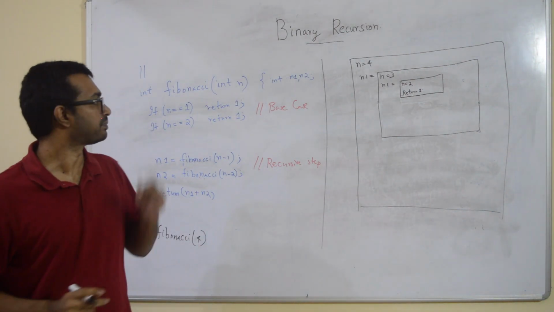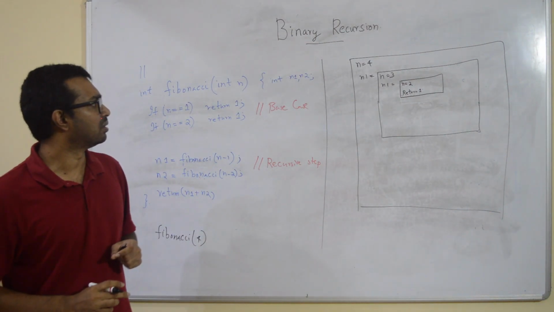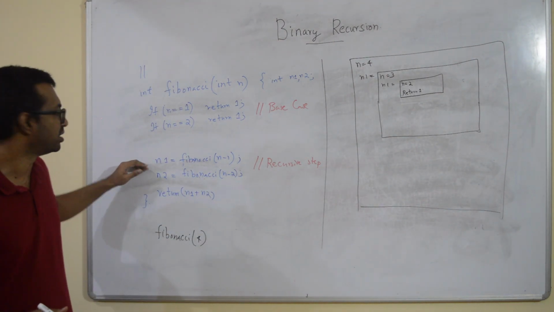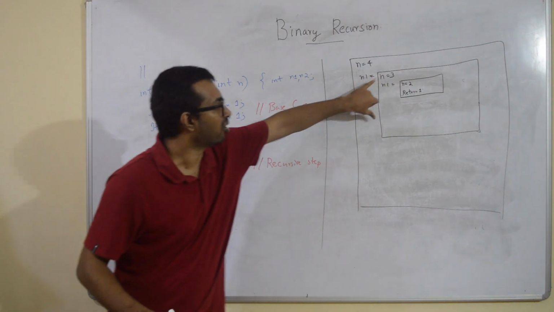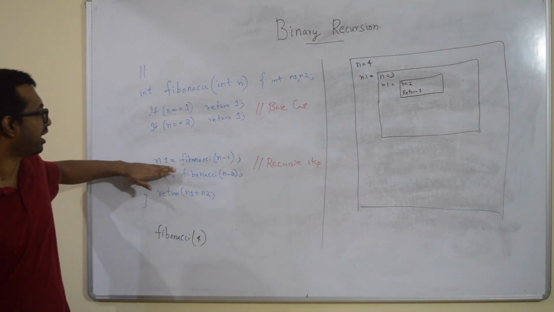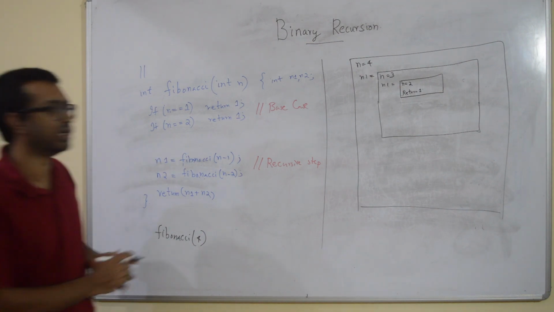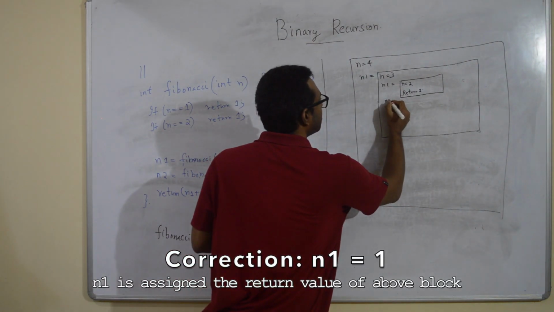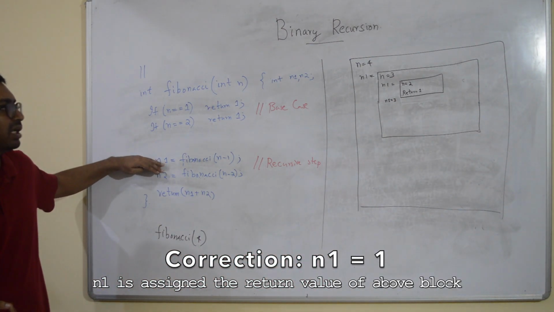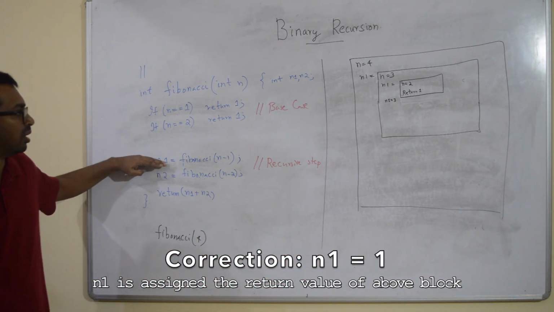Okay, it's returned 1. Now what is the next step it's going to execute? So in this block of n is equal to 3, n1 has been assigned the value 3. So n1 is equal to 3, right? n1 has just now been assigned the value 3.